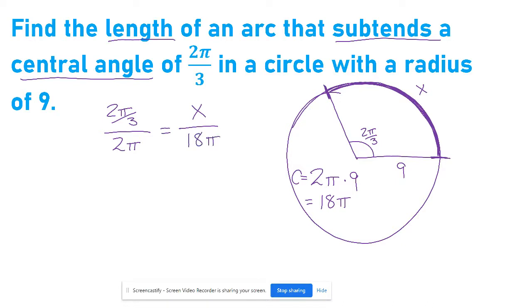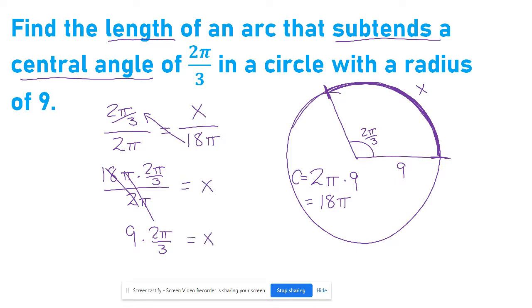And there's probably some simplifying I can do, but I'm just going to go ahead and cross multiply this stuff. I'm going to multiply 18 pi times 2 pi over 3. All of this is divided by 2 pi. And I can do a little bit of simplifying here. I'm going to cancel out these pi's. I'm going to take the 18 divided by 2. That's going to give me 9. And so now I'm going to have 9 times 2 pi over 3. I've completely canceled out the bottom of that fraction.